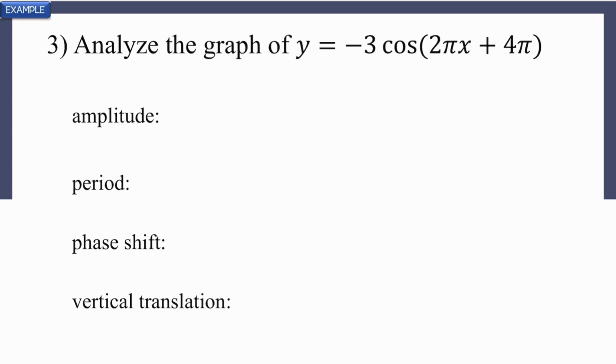So for this one, you're going to need to factor out the 2 pi. So take a minute, pause the video and try this one. Okay, the amplitude here is going to be 3. Notice it's not going to be negative 3.